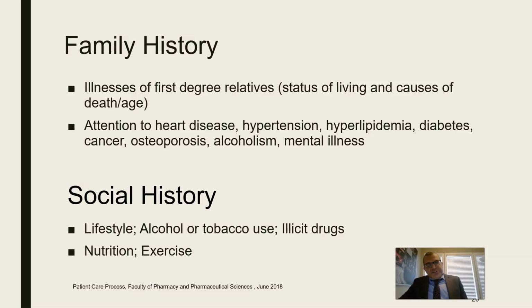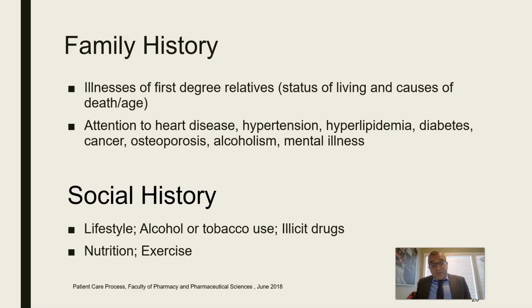Other pieces of the health history: the family history, asking about illnesses of first-degree relatives, whether they're living, and the causes of death and age. Pay attention to conditions that could have some hereditary linkage. Attention to heart disease, hypertension, hyperlipidemia, diabetes, cancer, osteoporosis, alcoholism, and mental illness.